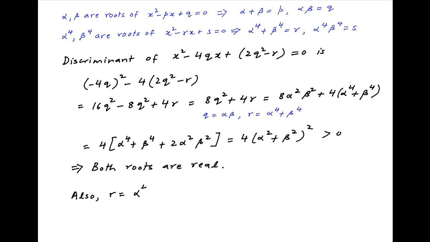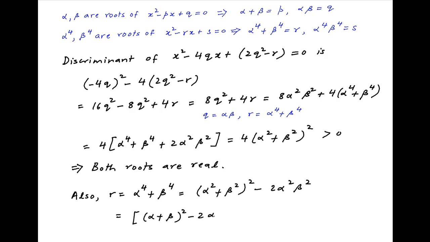Also, r is given to be equal to alpha raised to the power 4 plus beta raised to the power 4, which can be written as alpha squared plus beta squared whole squared minus 2 alpha squared beta squared. This can be written as alpha plus beta whole squared minus 2 alpha beta whole squared minus 2 times alpha beta squared.